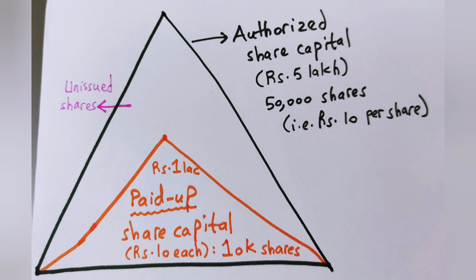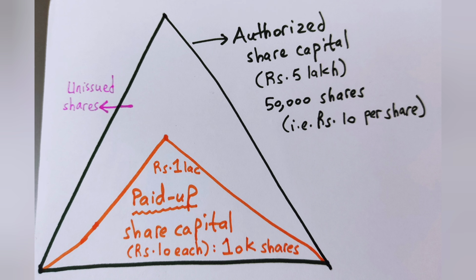So I repeat, the area that is left in between the orange triangle and the black triangle, the area that the pink arrow is representing, is basically representing unissued shares, and these unissued shares are simply the remaining shares that you are authorized to issue but have not yet issued. That is, the authorized share capital is, for instance, in our example, 5 lakh rupees and 50,000 shares basically. So you have a paid up share capital of 10,000 shares. So the unissued share capital is going to be how much? Simply, how much? I'm going to give you a moment to guess.